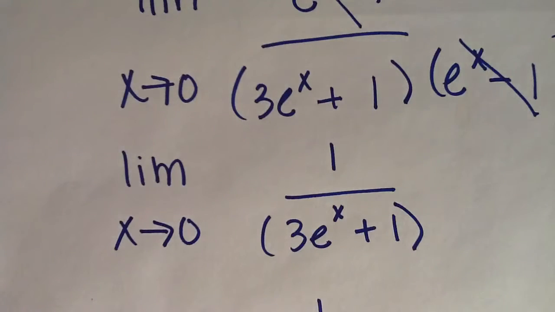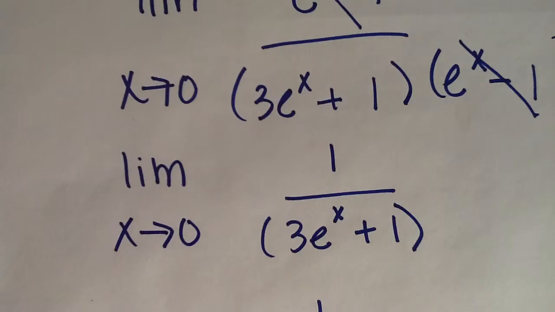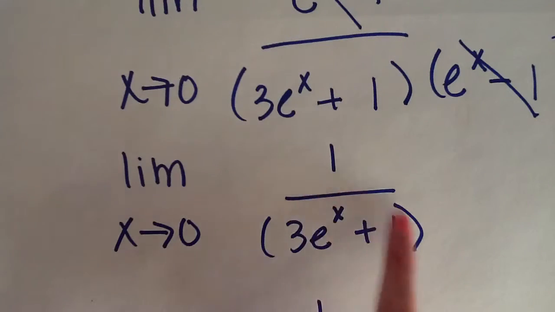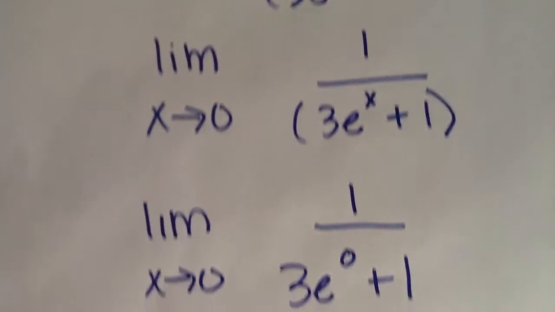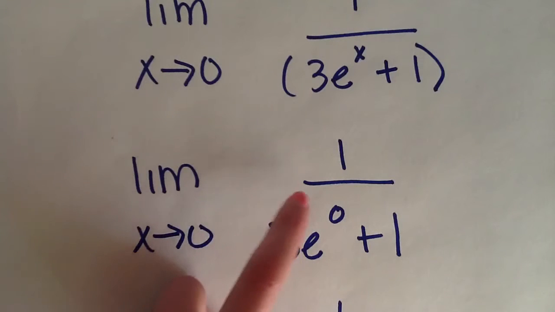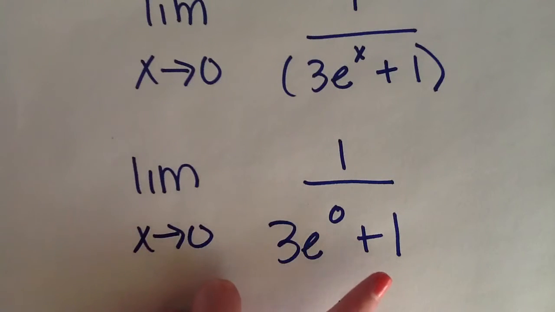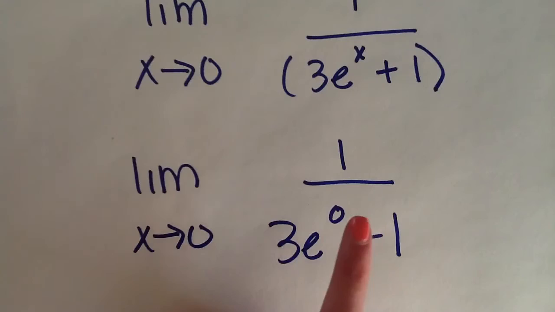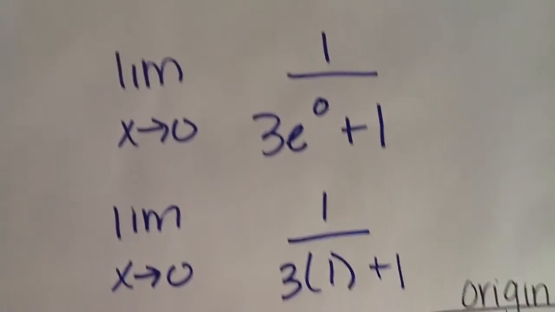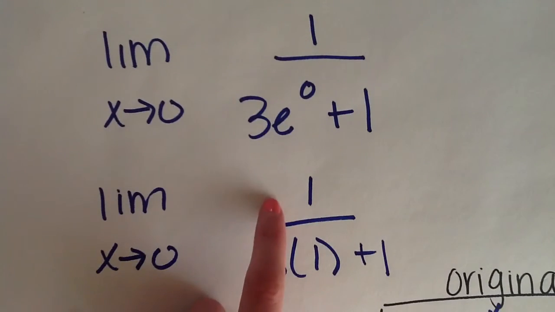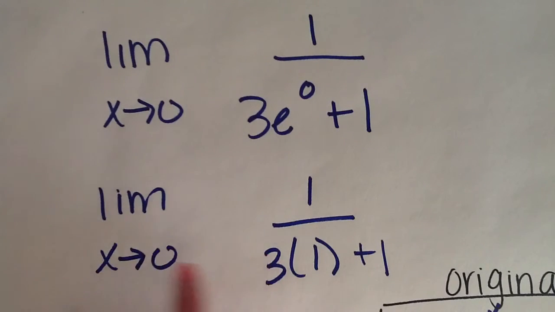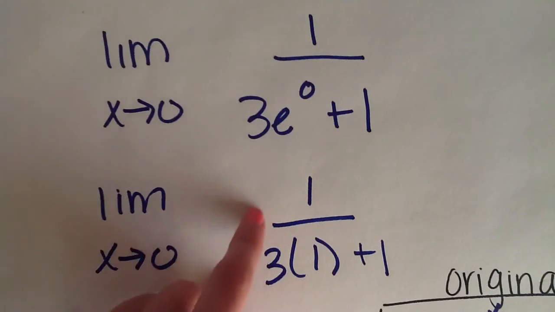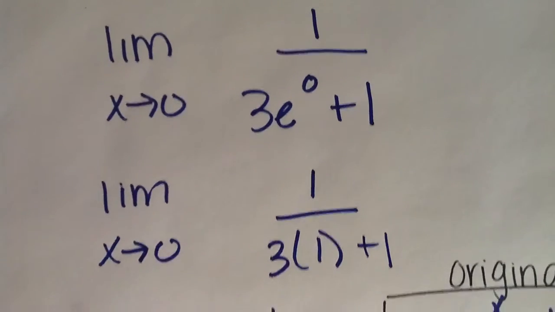And at this point, we can now try substitution again as we did in the beginning. So once again, we're going to plug in 0 for all of the x's in our new function. So we're going to have 1 over 3e^0 + 1. Once again, anything to the power of 0 comes out to be 1. So we're going to have 1 over 3 times 1 + 1.